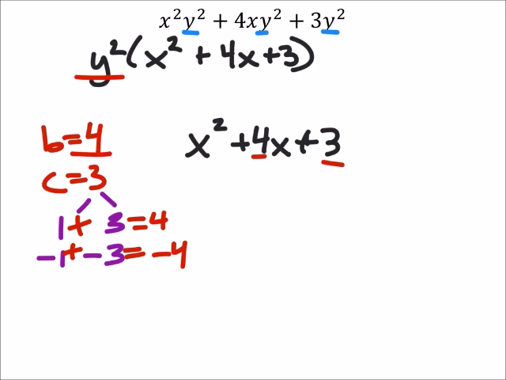This one's positive 4, so we know we're going to be using these two values right here. Well, these two, that's better. I've got a positive 1 and a positive 3. Let's look at this by factoring by grouping. So I still have that x squared. I'll do it over here.